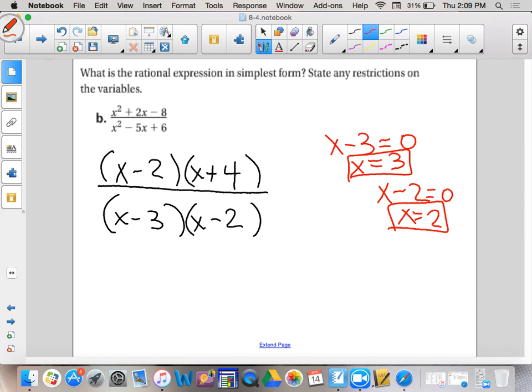That tells me that if I put 3 in right here, what do I get? 0. 0 times anything is going to give me 0, so I know I can't use a 3. What if I put my 2 in here? 2 minus 2 gives me 0 times anything, so I also can't use a 2. Those are my restrictions, because if I plug those two numbers in, I get 0 on the bottom, and I can't have a 0 on the bottom of a fraction. That's how you get your restrictions.